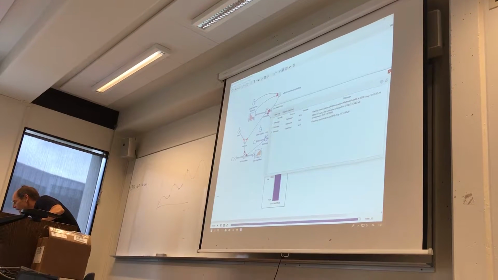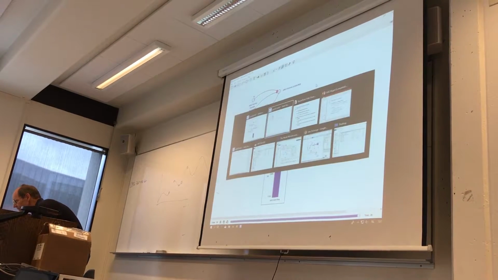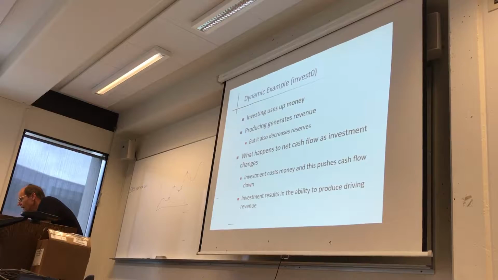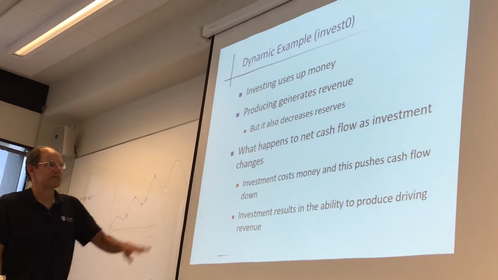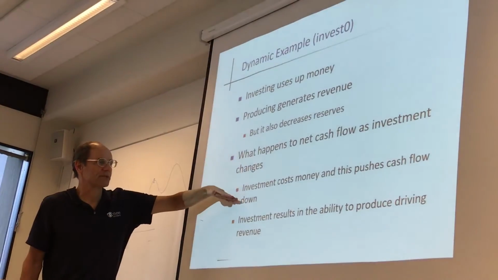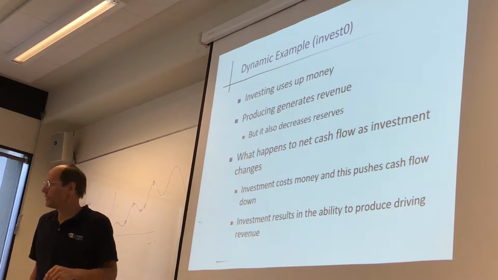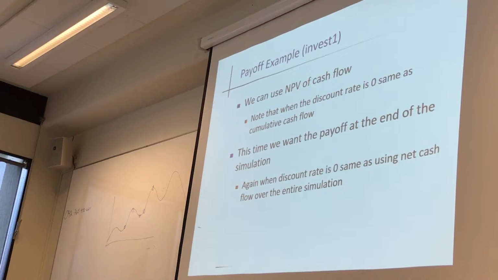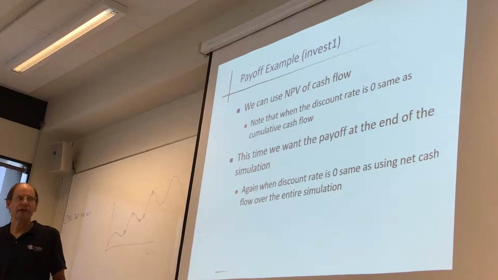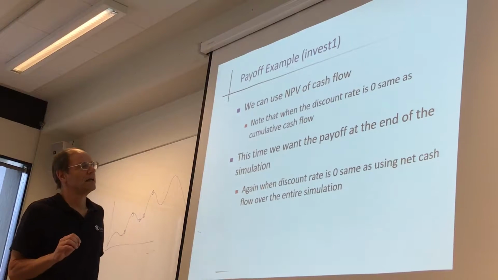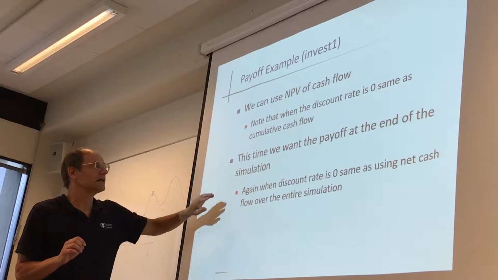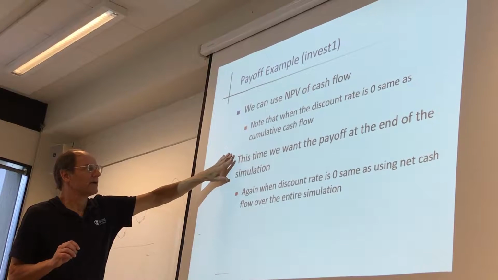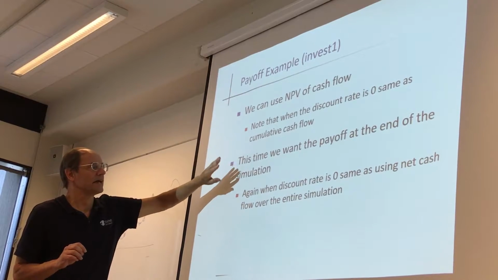Okay, so that is Invest 1. So what happens to net cash flow is investment changes, investment costs money, pushes it down, and so we find the optimal investment. And I want to show you now how to use a net present value of cash flow. This time we want to pay off at the end of the simulation because of the net present value.